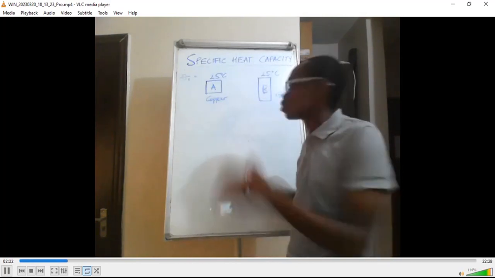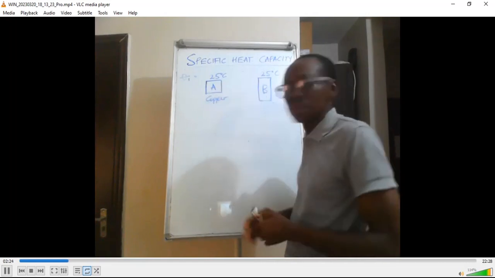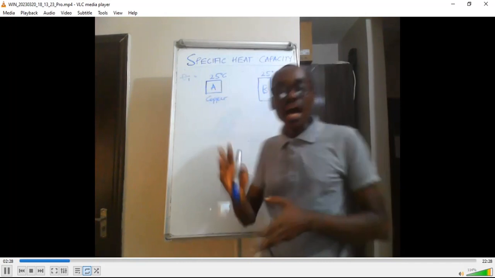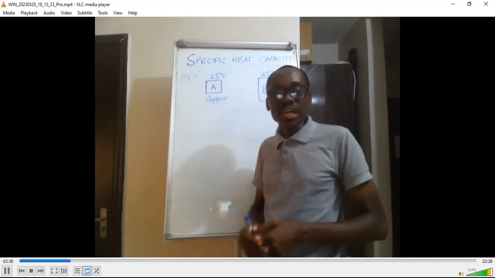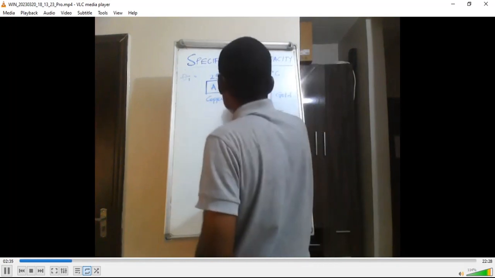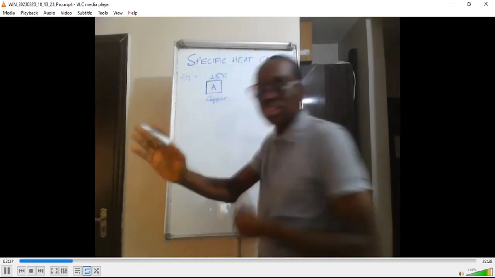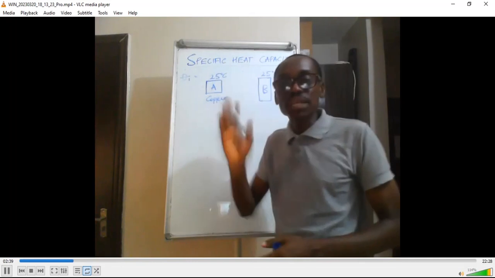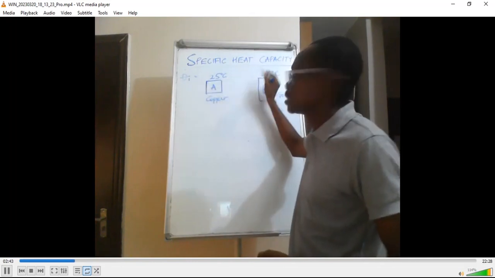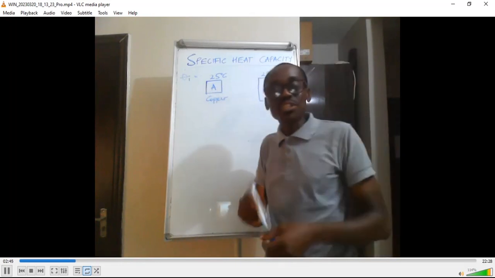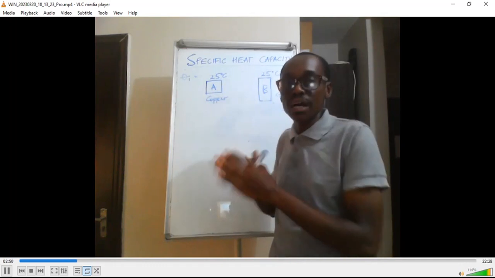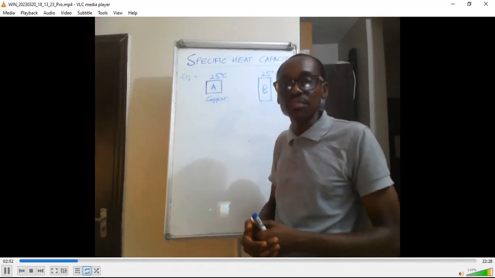Nothing will happen. Heat will not be transferred from body A to body B. Why? The reason being that both bodies are at the same temperature. There is no temperature difference. 25 minus 25 is 0. For heat to be transferred, there must be a temperature difference. But in this scenario here, 25 minus 25 is 0. So there is no temperature difference. So when both bodies are brought together, nothing is going to happen because they are at the same temperature.